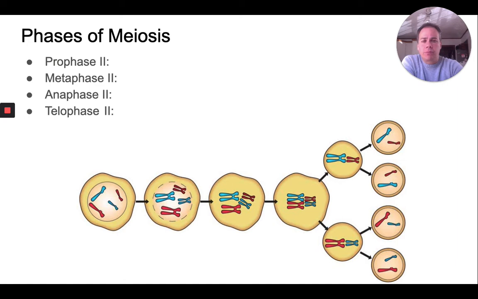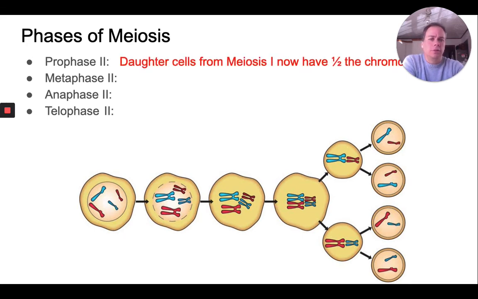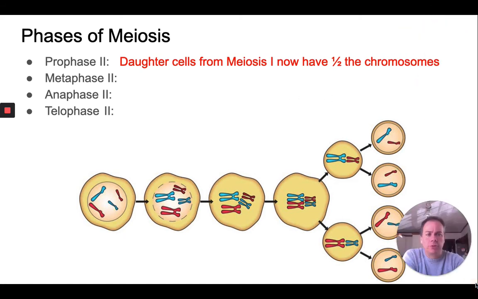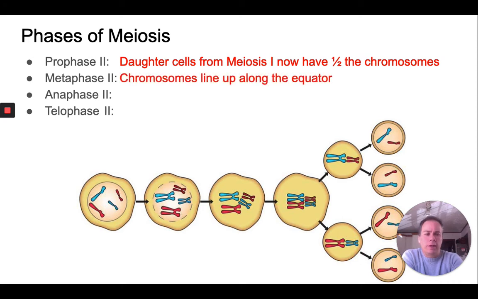After that, those two new cells go through another division. This second division happens just like mitosis. Those daughter cells that came from meiosis 1 now each have half the number of chromosomes. Those chromosomes line up in the middle of the cell, single file, because they no longer have a partner. They line up on the equator of the cell.